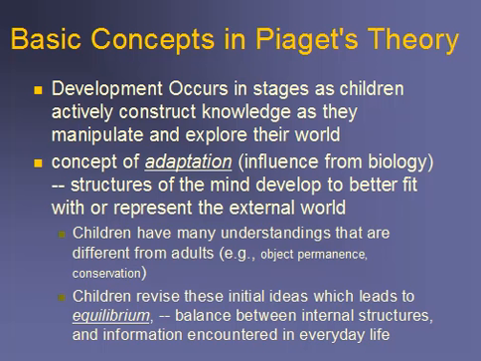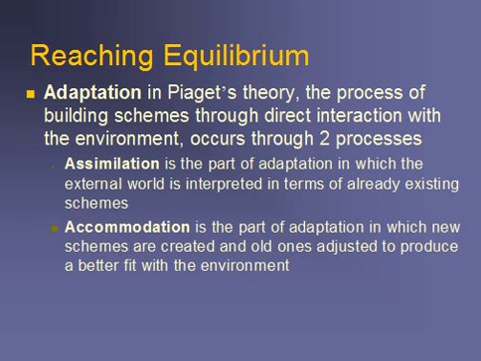Here, we're not talking about physical structures, but structures of the mind that develop to better fit or represent the external world. Children have many different understandings that are different from adults, and as they develop, they revise these initial ideas in a way that leads to equilibrium, meaning it leads to a balance between internal structures and what they encounter in the external world, and that results in better and more effective interactions with the external world.